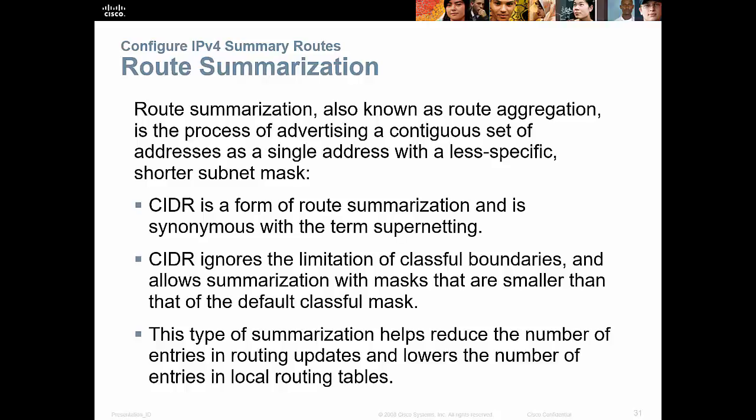CIDR stands for classless inter-domain routing, and the key point we're going to focus on is the C, or the classless. CIDR ignores the limitation of classful boundaries and allows summarization within masks that are smaller than that of a default classful mask. So if we're thinking of a 10 network, it doesn't necessarily have to be a /8. We can break those pre-classified boundaries and create our own. This type of summarization helps reduce the number of entries in the routing updates and lowers the number of entries in the local routing tables.